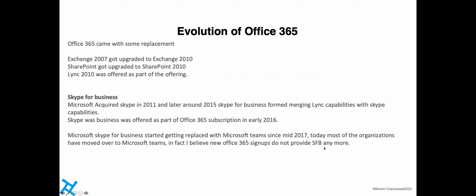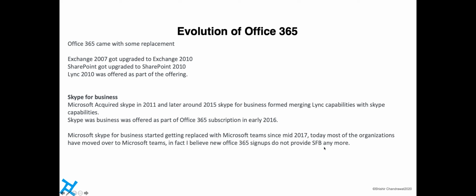Office 365 came with some replacement. So Exchange 2007, which I have mentioned to you before as well, was a very good attempt at making a good Exchange server, but it wasn't a good Exchange server. It got upgraded to Exchange 2010, which was an amazing Exchange server. SharePoint 2007 once again got upgraded to SharePoint 2010. So I'm not a huge fan of SharePoint, but SharePoint 2007 was pretty bad, and SharePoint 2010 onwards, the world improved for SharePoint as well.